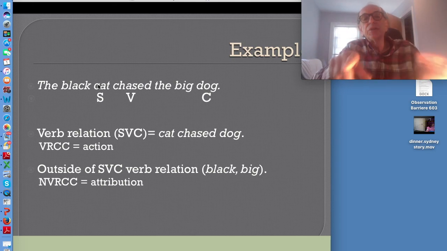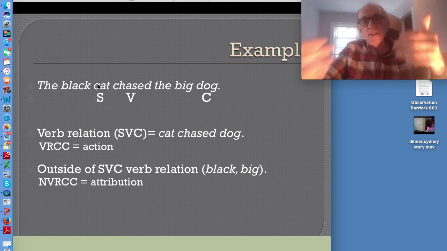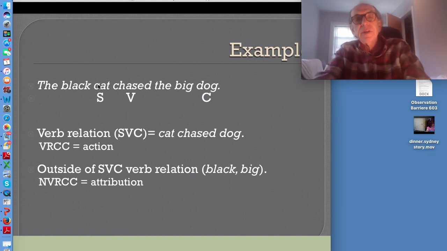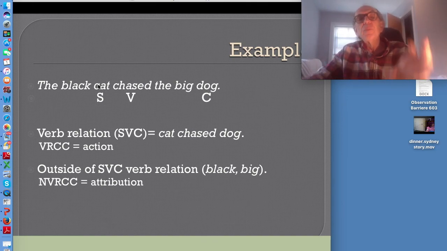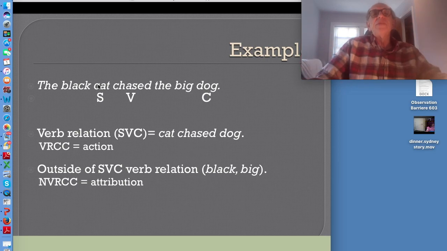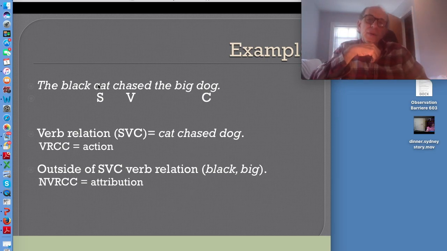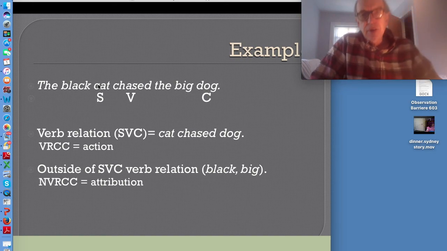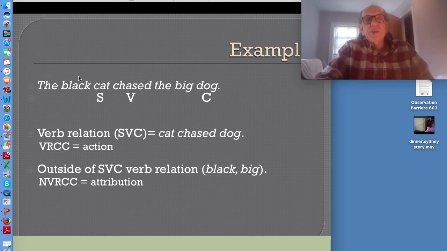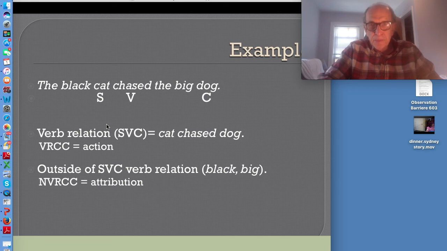And developmentally, children first produce single words and then single verb sentences without the modifications black and big. They don't bring that stuff in till a little later on, because that stuff is brought in to the relationship. The bottom line relationship is the relationship between the heads of these phrases. These other parts of the sentence are merged with the head parts. See that? So that's attribution. That's the non-verb relation content category. And that distinction is important.